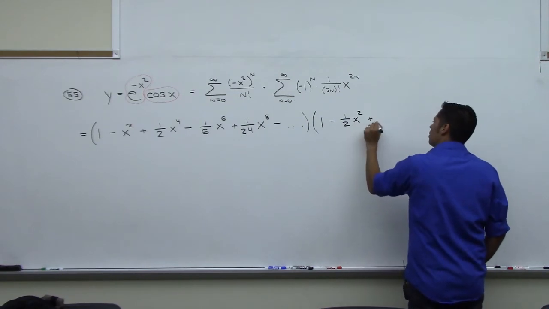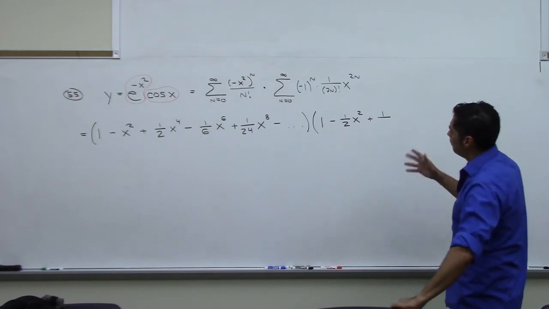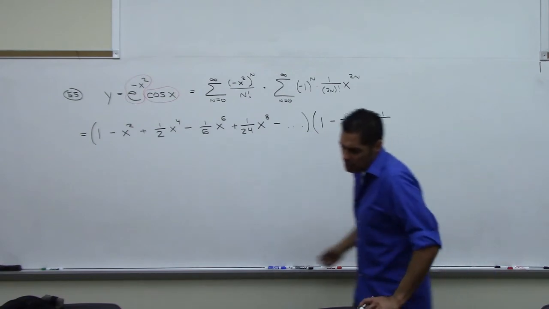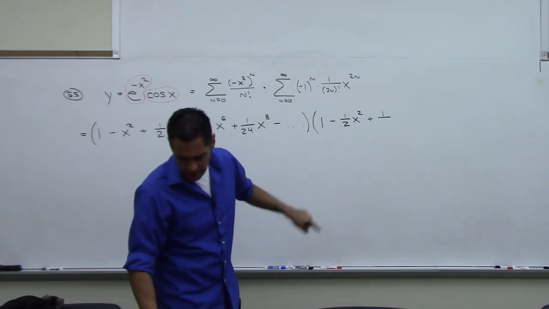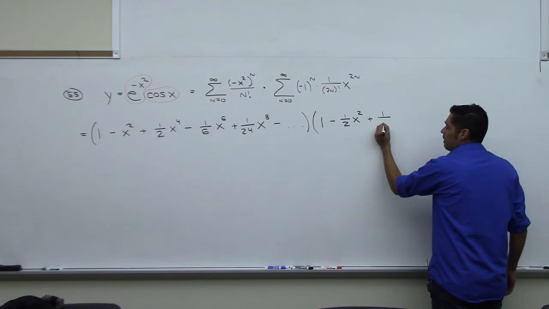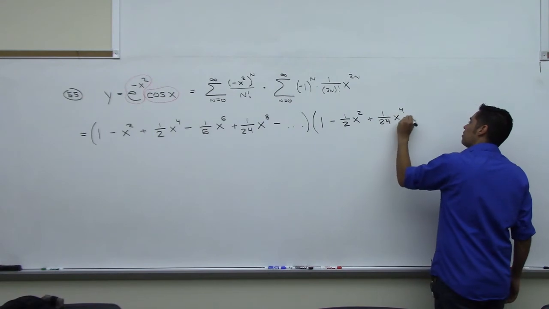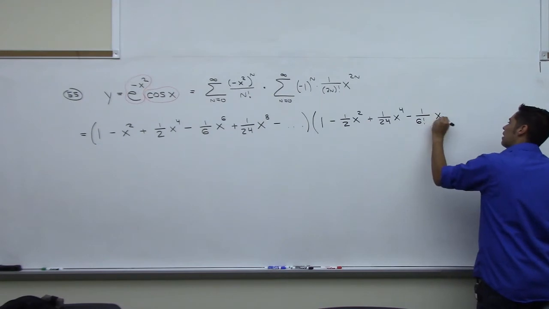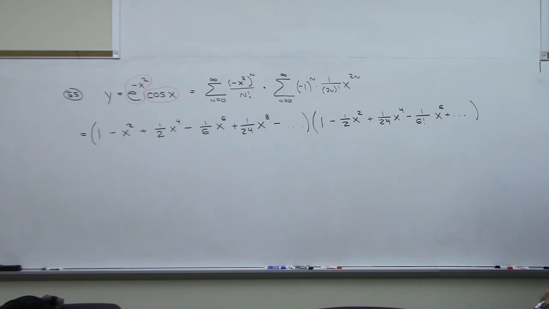The next one will be plus 1 over, this one is 4 factorial. And so you have to actually go back in your notes and see it. And also on the table, if you look at the table, it actually does this for you. It shows you the first few. This one is 1 over 4 factorial. 4 factorial is 24, and then x to the 4th. Next one will be 1 over 6 factorial. So 6 factorial, x to the 6th, and then plus, and it continues, right? So that's what I have.